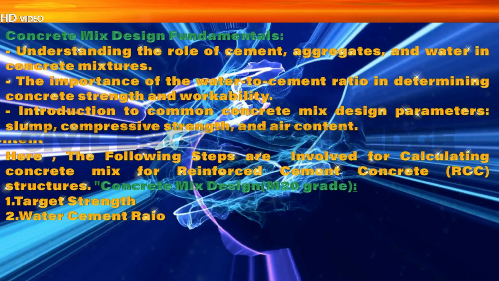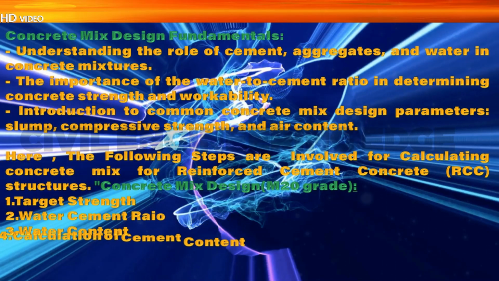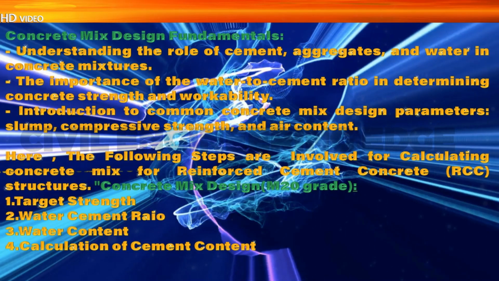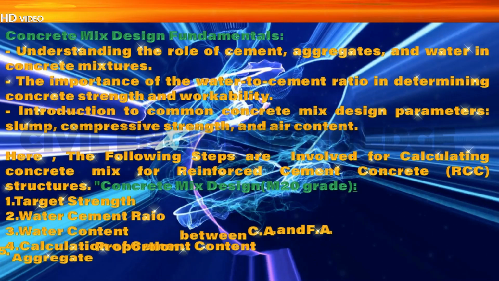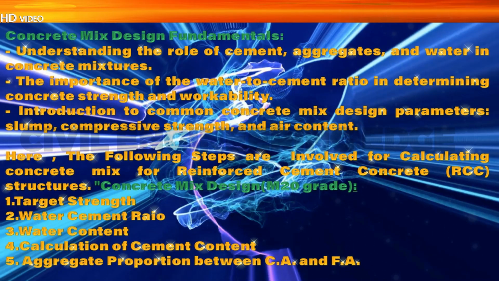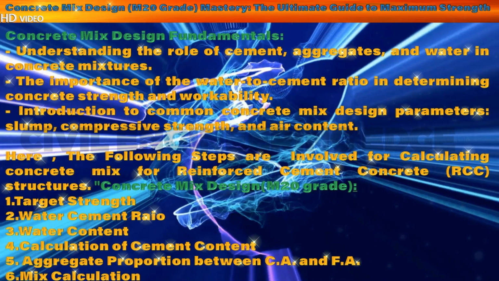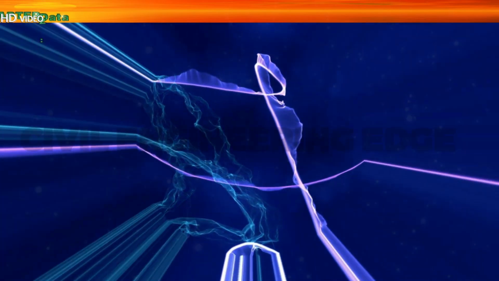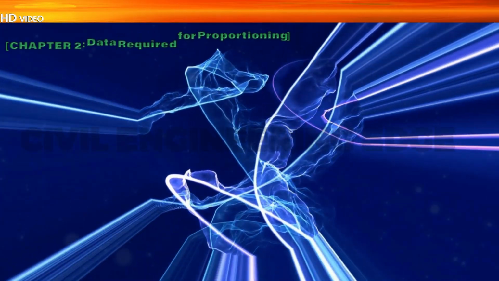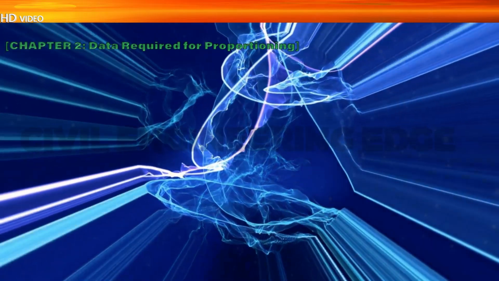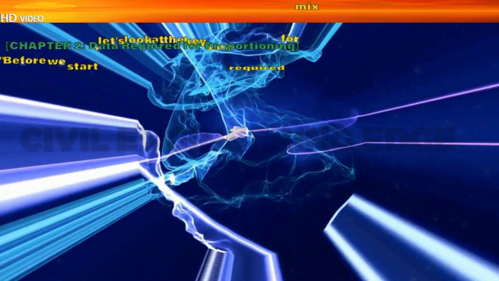Chapter 2, Data required for proportioning. Before we start, let's look at the key data required for mix proportioning. Stipulation for proportioning: grade of concrete, M20. Cement type, OPC, ordinary Portland cement. Max nominal aggregate size, 20 millimeter. Exposure condition mild, IS 456, Table 3. Minimum cement 300 kilograms per cubic meter, IS 456, Table 5. Workability, 100 millimeter slump, IS 456, Clause 7.1. Placing method, pumping.